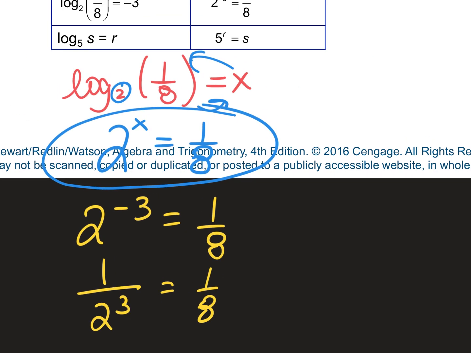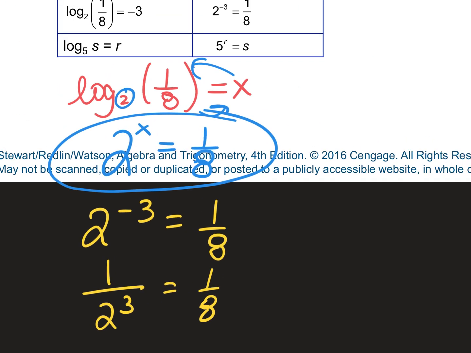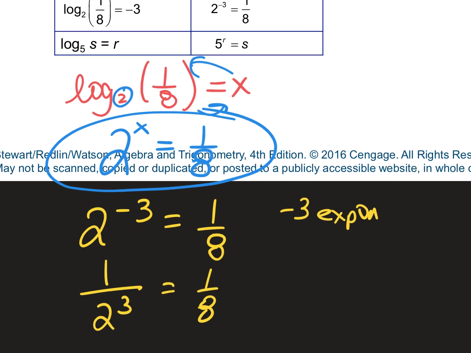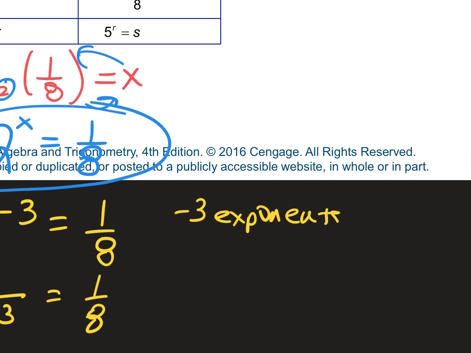So when you guys see negative exponents, I want you to think fraction, or vice versa. When you see a negative exponent, think fraction. If you see a fraction, think negative exponent. That's a good way to look at that.